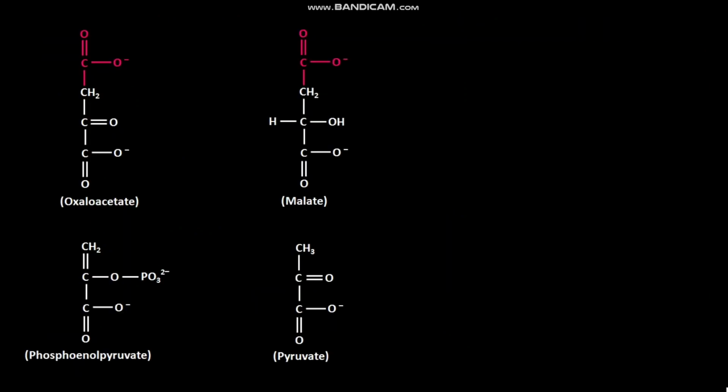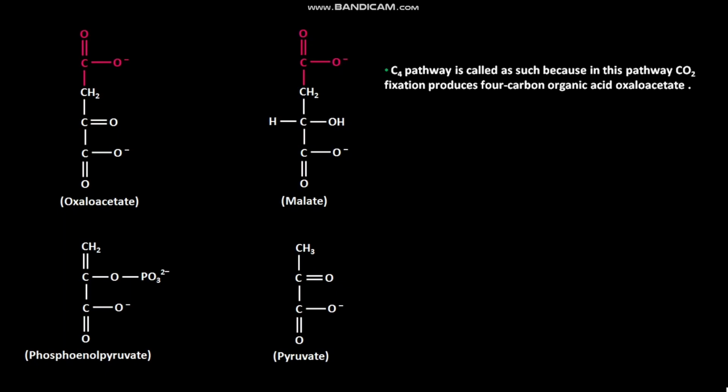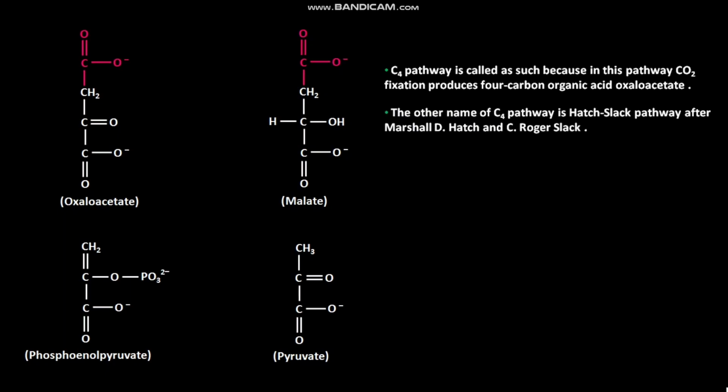This slide shows the structure of oxaloacetate, malate, phosphoenol pyruvate and pyruvate. C4 pathway is called as such because in this pathway CO2 fixation produces 4-carbon organic acid oxaloacetate. The other name of C4 pathway is Hatch-Slack pathway after Marshall D. Hatch and C. Roger Slack.